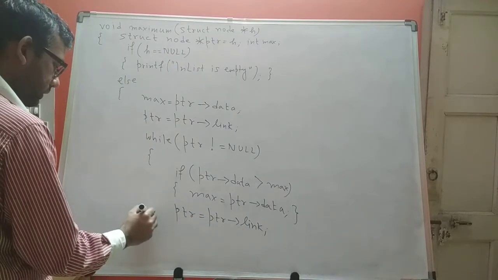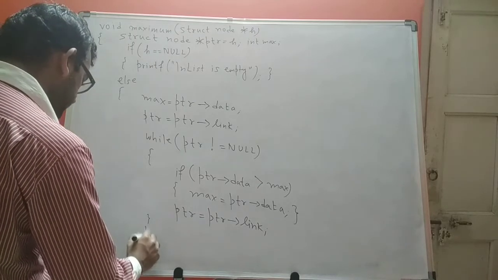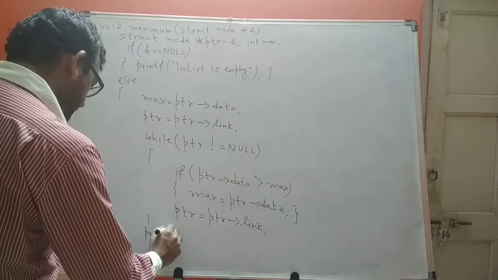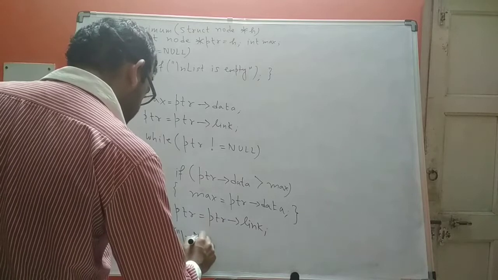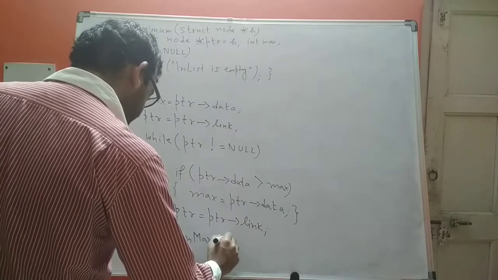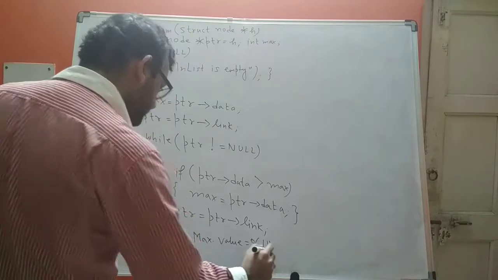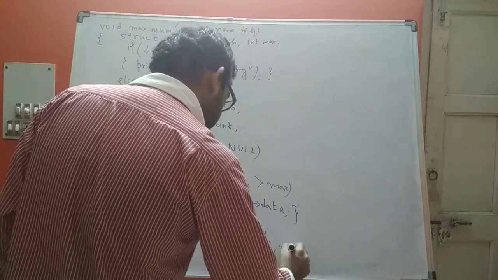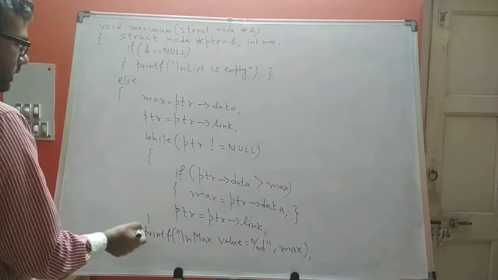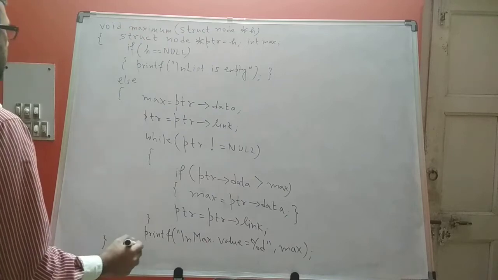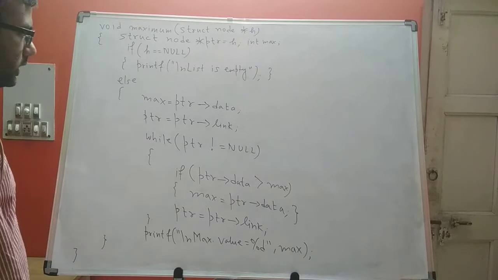Now after I'm done with the entire while loop, I'll simply print out the maximum value. So how do I print out the maximum value? I say printf, and \n will take me to the new line. Maximum max value is equal to %d, and in place of %d, I'll substitute the value of my variable max. This will bring an end to the else block, and to the entire function.